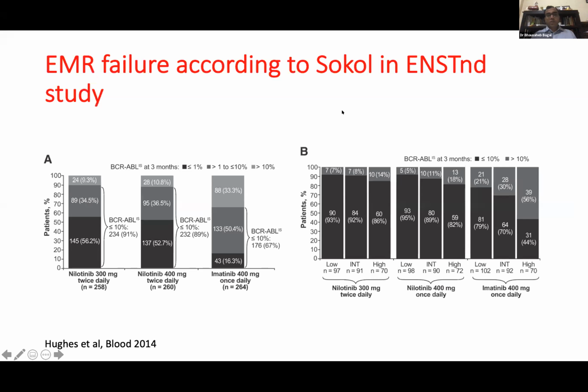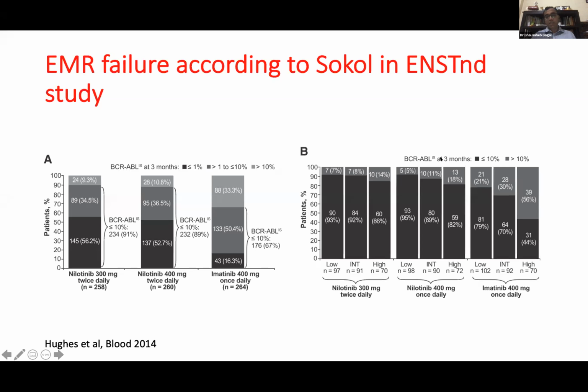Moving on, so EMR failure is different across the different so-called risk subtypes. So if you have a high risk score, and this probably is true for other scores also, your chances of not achieving EMR goes up. So this is less than 10% with nilotinib, and this is more than 30% with imatinib. So at this early time point, you could see the difference in terms of activity of a second generation TKI versus a first generation TKI.